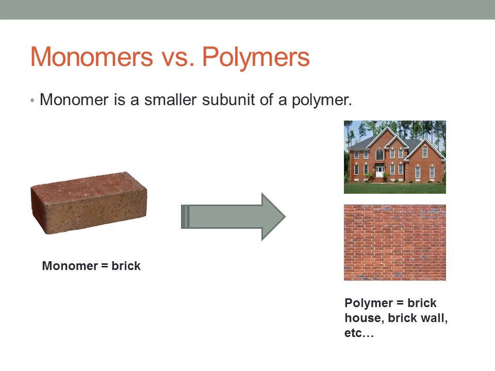So before we go over carbohydrates, I wanted to go over the concept of monomers versus polymers. Monomers are basically smaller subunits of a polymer. If I gave you the example of a monomer being a brick, then if we put a lot of bricks together, we can build a polymer. In this case, it would be something like a brick house or a brick wall. So again, monomers are just smaller components or subunits of a bigger polymer.